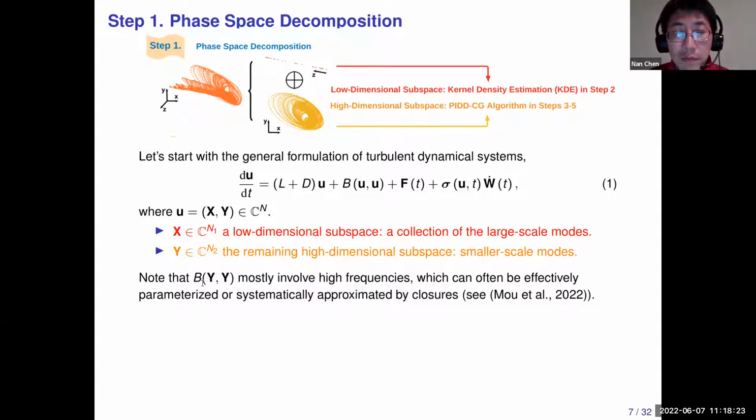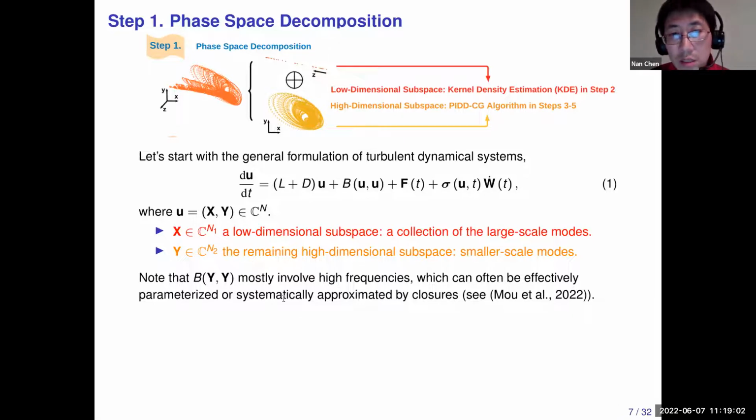And the one feature we need to notice is that this quadratic nonlinearity of course involves Bxx, Bxy, and Byy, right? And since Y is the smaller scale modes, this Byy often involves high frequencies, or at least it looks more noisy than Bxx and Bxy. What we can do is effectively parameterize this quadratic nonlinearity for these interactions between Y and itself, or we can do some systematic approximations by closures.